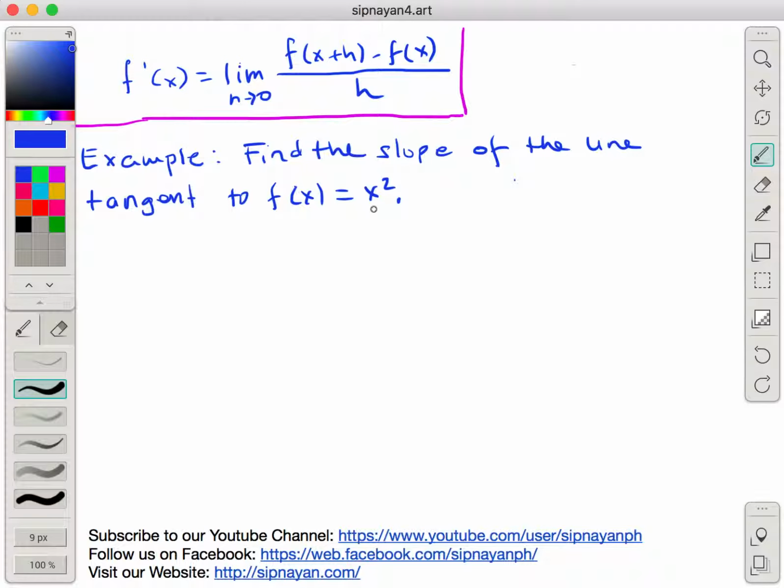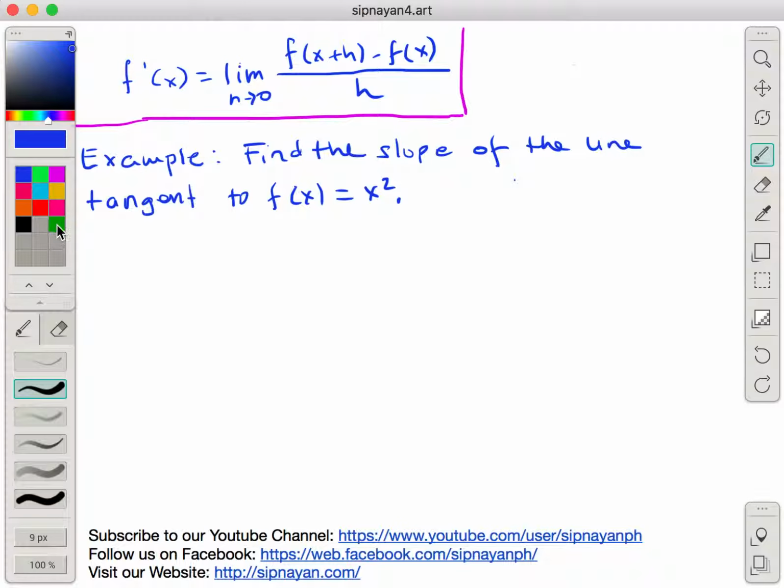Okay, so gamit tong formula na to, pwede na natin sagutin yung mga problems such as this: to find the slope of the line tangent to f of x equals x squared. Okay, so gagamitin lang natin yan. Siyempre, kailangan natin kunin yung f of x plus h, yung f of x, which is nandito na. So, ito lang yung kukunin natin and then we use the formula.